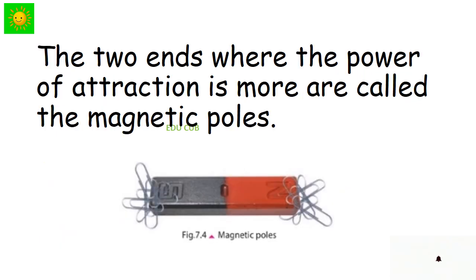It happens like this. Many pins are attracted to the ends of the magnet. That means the two ends, where the power of attraction is more, are called magnetic poles.